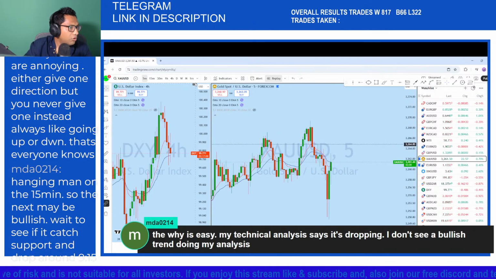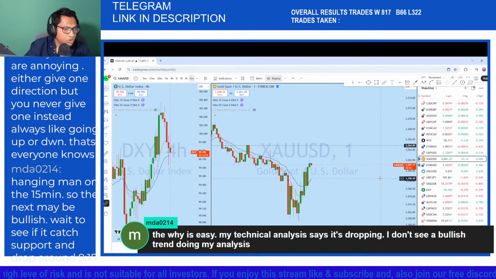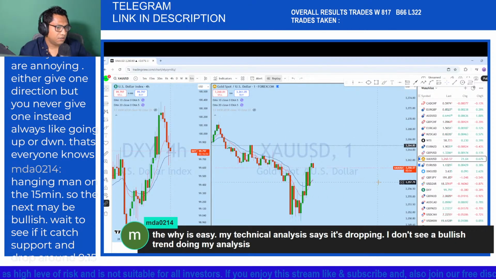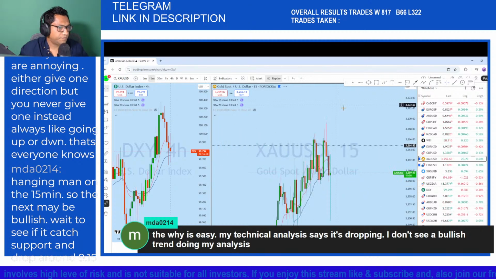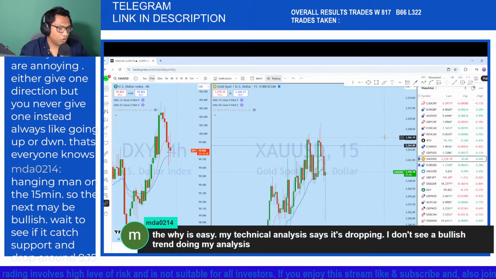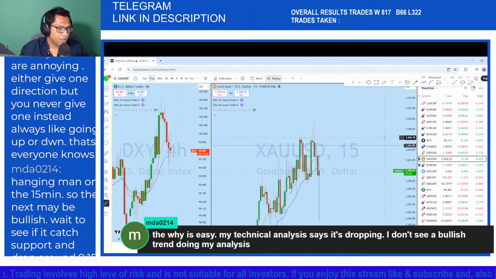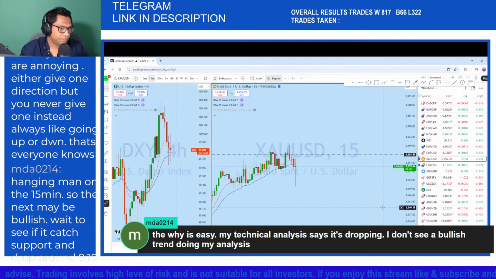So waiting for this market to show its hand. There is a 15 minute doji. How this doji closes is also important.